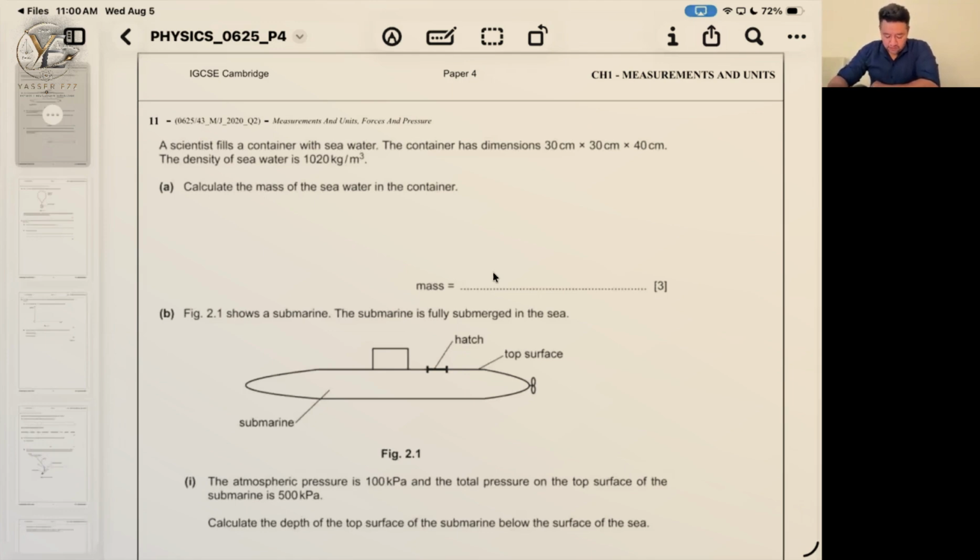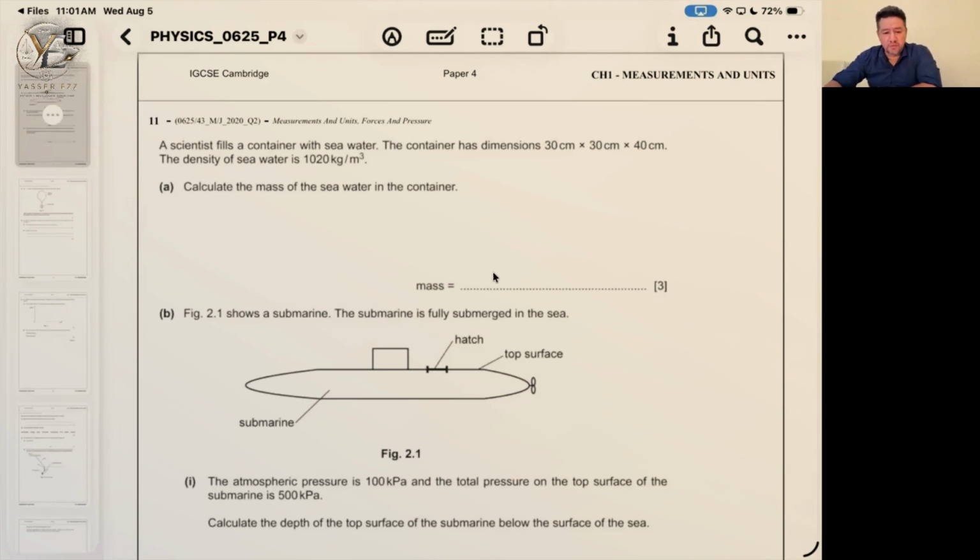The first question we have today: a scientist fills a container with seawater. The container has dimensions of 30 centimeters, 30 centimeters, and 40 centimeters. The density of seawater is 1020 kilograms per cubic meter. Calculate the mass of the seawater in the container.